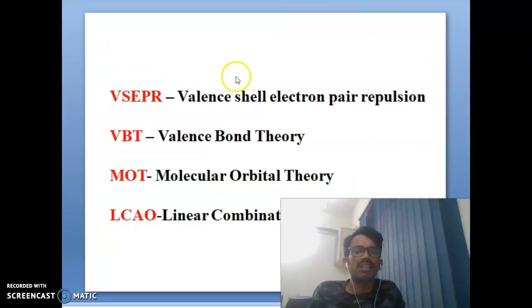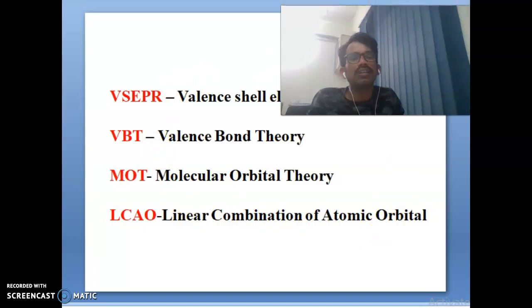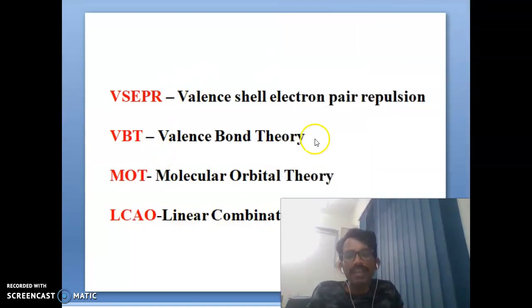Then you can see VSEPR, valence shell electron pair repulsion. This is very important for 4 marks. And VBT valence bond theory, they also ask in exams nowadays in IPE. And MOT molecular orbital theory, LCAO linear combination of atomic orbitals. These are a few of the important topics, especially in chemical bonding and molecular structure.